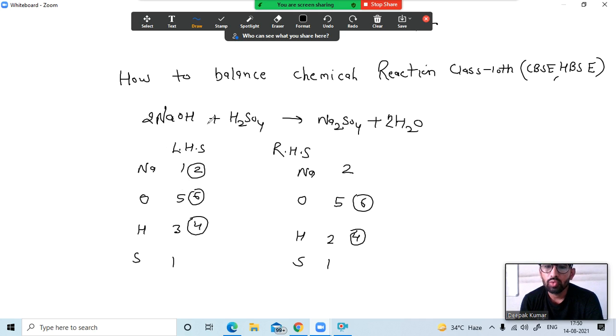Sodium on the left hand side is 2 and on the right hand side sodium is 2. Oxygen on the left hand side is, sorry, 6, and on the right hand side also 6. Hydrogen on the left hand side is 4 and on the right hand side also 4. Sulfur is 1, and on the right hand side sulfur is also 1. Now the reaction is balanced. I hope you have understood that.